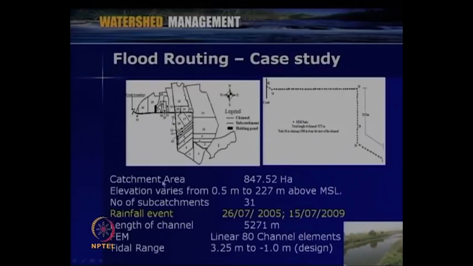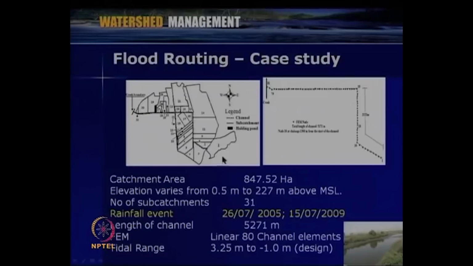The case study is a catchment called Kalambali watershed, an urban watershed in Navi Mumbai near Mumbai. So, this is the watershed. There is a main channel through which the drainage takes place. The question here is how the flood routing is to be done through this channel. The catchment area is about 8.47 square kilometer, and elevation varies from 0.5 meter to 227 meter above MSL. Through this channel the flow reaches the creek or the sea.